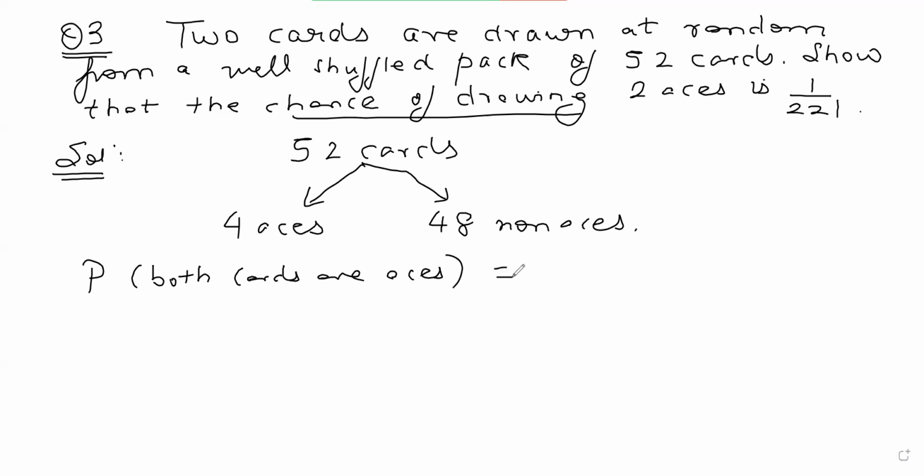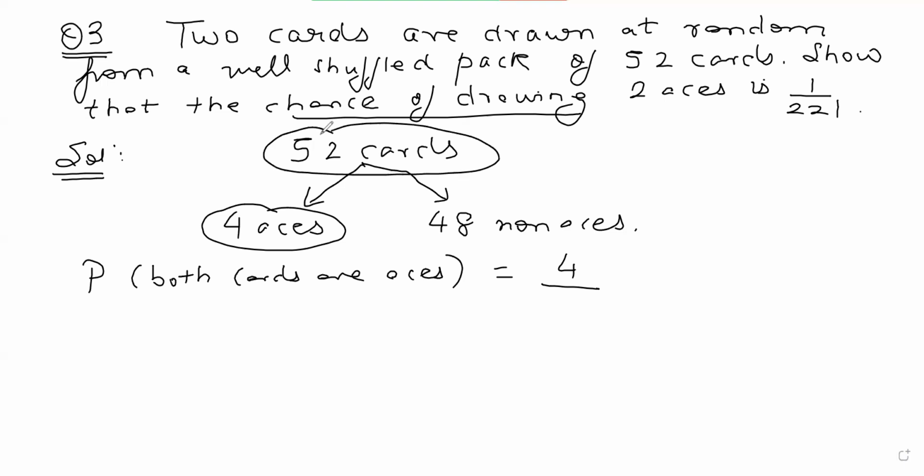So what's the probability of the first card being an ace? Favorable outcomes 4, total number of outcomes 52. And second card being an ace. Now out of 4, one ace is already gone. How many aces left? 3. Out of 52 cards, one card is already chosen. How many cards left? 51. So we have to just use logic.